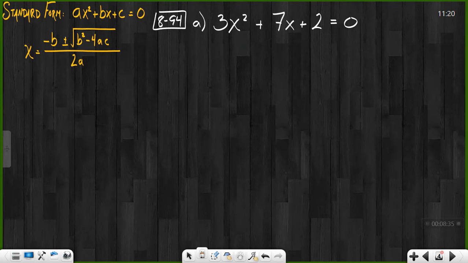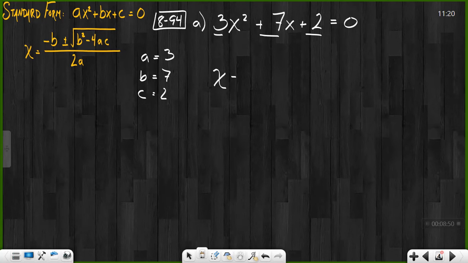Let's take a look at a few more examples. Let's take a look at this one. Once again, start with a, b, c. All right, and we're going to identify a, in this case, is 3, b is 7, and c is 2.